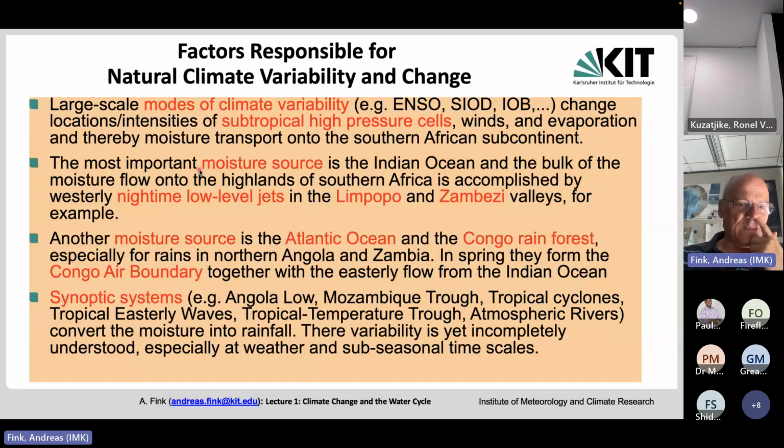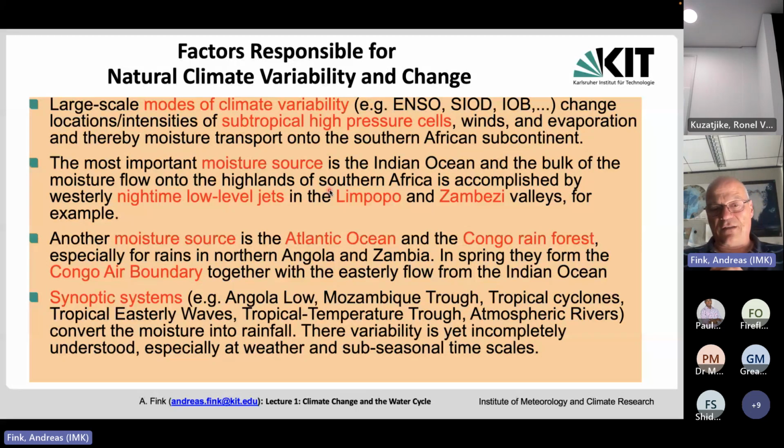And the most important moisture source for the rains in southern Africa is the Indian Ocean, and the bulk of the moisture flows onto the highland through the valleys of the Limpopo and Zambezi and so-called nighttime low-level jets. Another moisture source is the Atlantic Ocean and partly the Congo rainforest zone, especially for northern Angola and northern Zambia. In spring, this Atlantic moisture and the one that comes from the Indian Ocean form the Congo air boundary, which is also an important synoptic system.